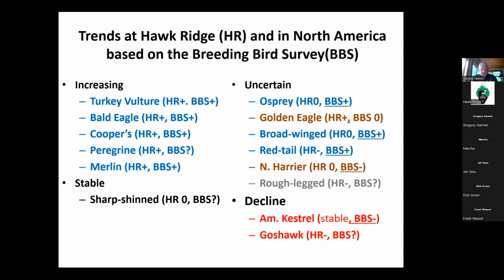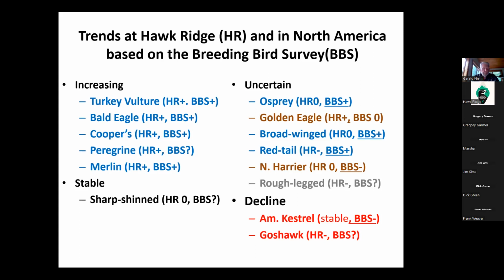The American kestrel, definitely. I put it in lowercase: the Hawk Ridge data says it's stable, but the BBS data show a very resounding negative trend for that particular species. Goshawk, also Hawk Ridge data show negative. The Breeding Bird Survey is not useful for determining the status of the goshawk.